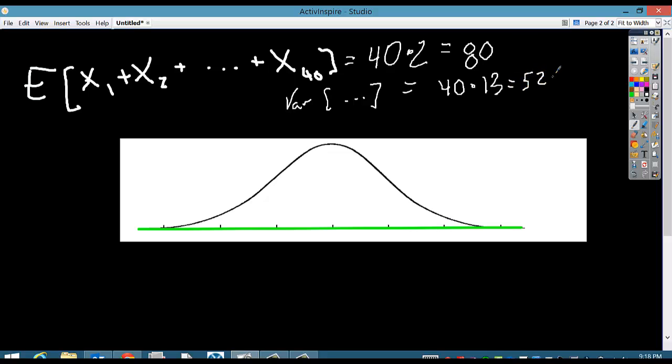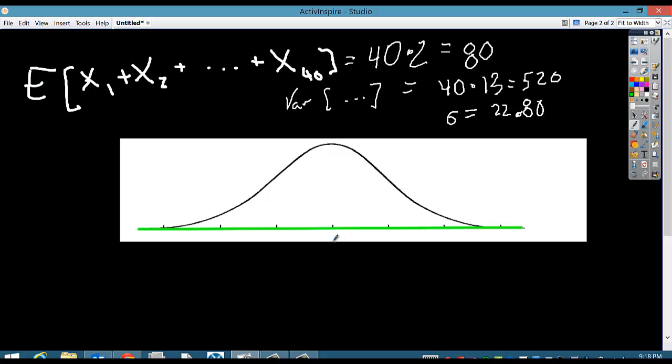And then I've got to take the square root of that, and so the standard deviation will be 22.8, and really it rounds to 22.80 for the hundredths place. Okay, so now they're asking us, what's the probability we win at least $100?